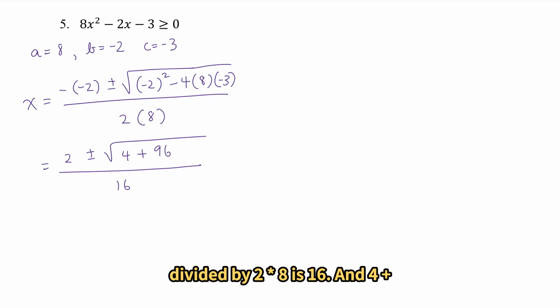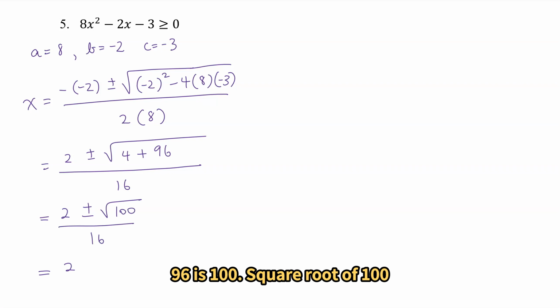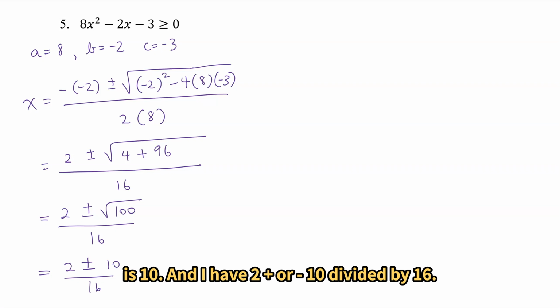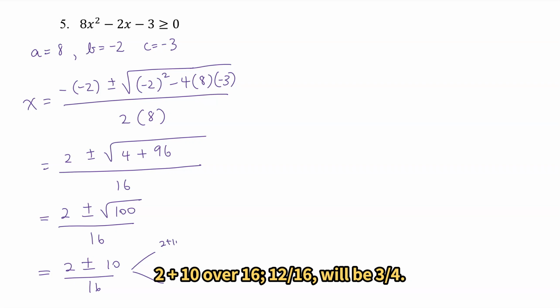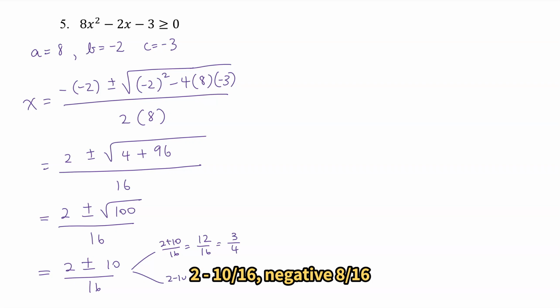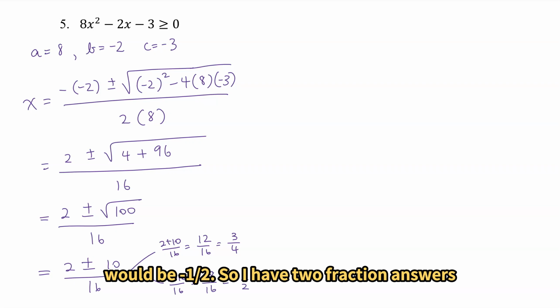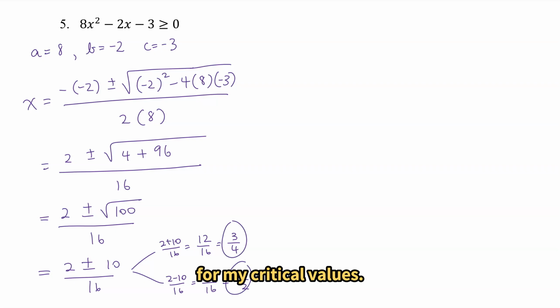And 4 plus 96 is 100. The square root of 100 is 10. And I have 2 plus or minus 10 divided by 16. 2 plus 10 over 16, 12 over 16, will be 3/4. 2 minus 10 over 16, -8 over 16, would be -1/2. So I have two fraction answers for my critical values.